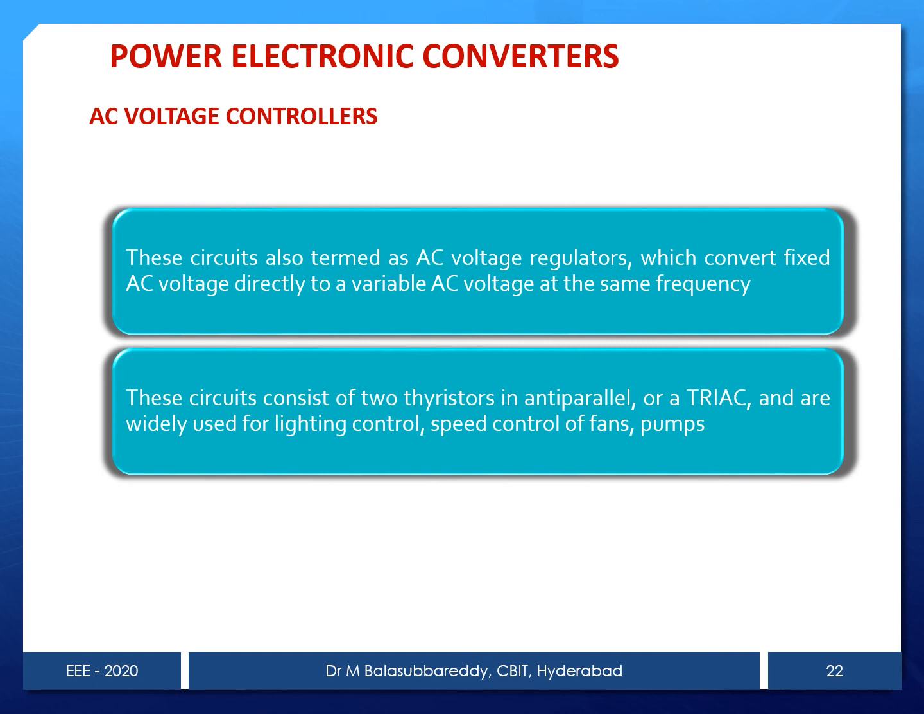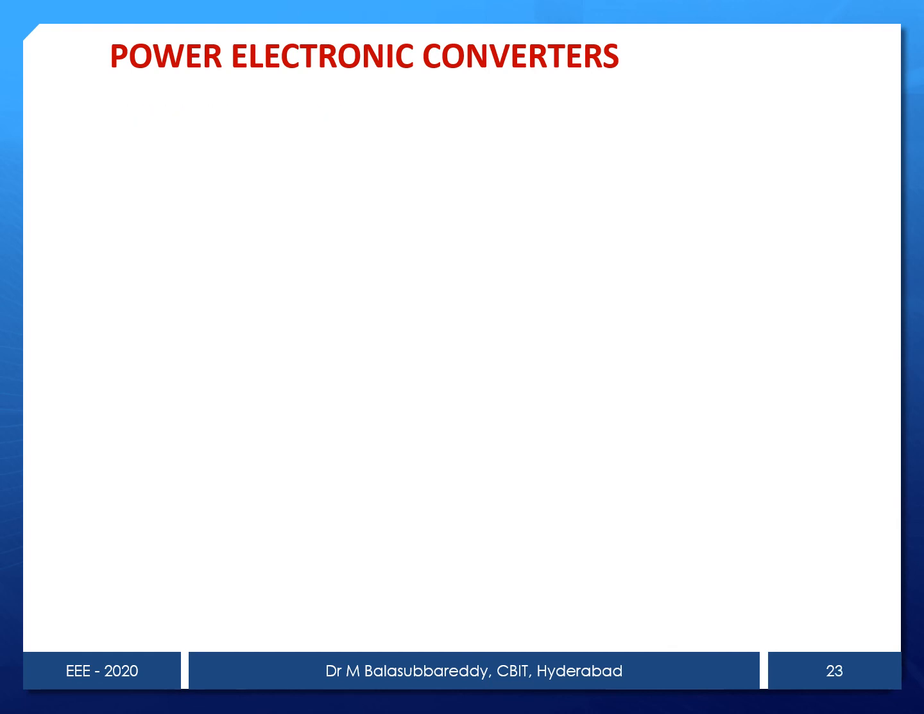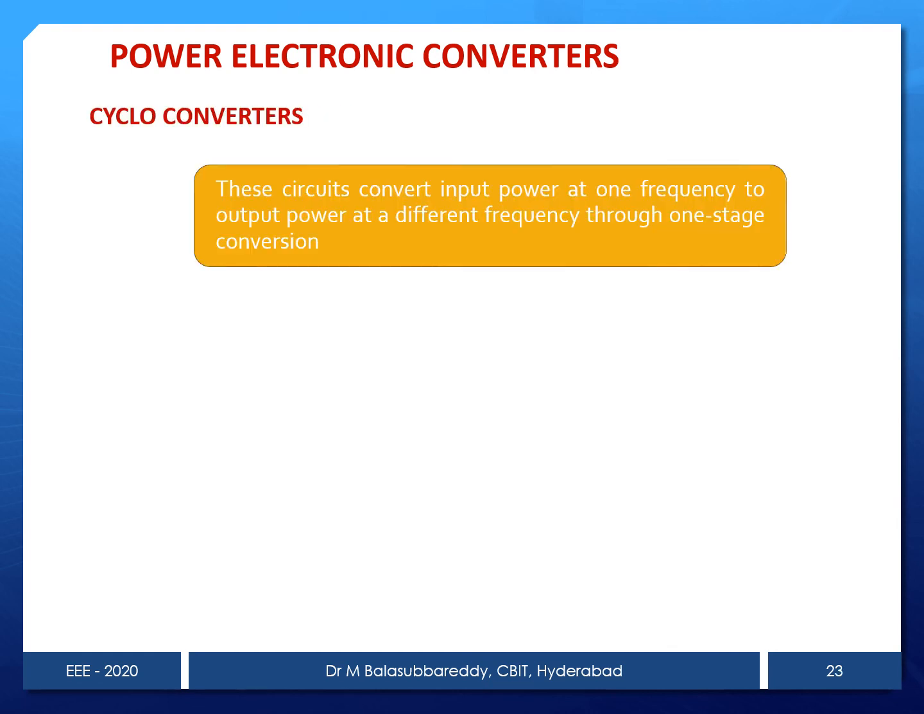For low rating applications, you can use a triac, which is widely used for light control, fan control, and very fractional load of motors. For these applications, we use it as an AC voltage controller. And then we see the cycloconverters.